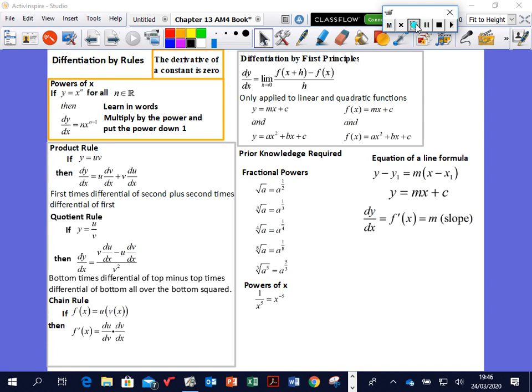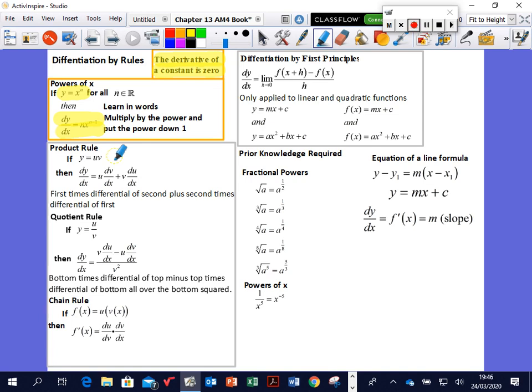Let's look at what we've covered today. We've covered that the derivative, or the differential, of a constant is always 0. We've also learnt that if we've got y equals x to the n, then dy dx is equal to n times x to the power of n minus 1. Apologies. Please learn it in words.